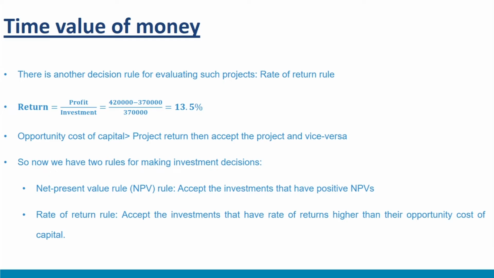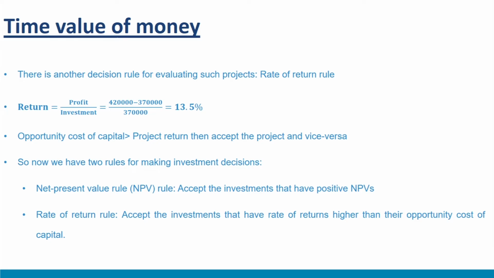We all know the simple return computation process. For example, in the previous office space project that we discussed earlier, the initial investment was $370,000 and the payoff was $420,000. The simple return on this project can be easily computed as follows. Return equals profit upon investment, which equals 420,000 minus 370,000 divided by 370,000, which equals 13.5%. It appears that this project offers a return of 13.5%.